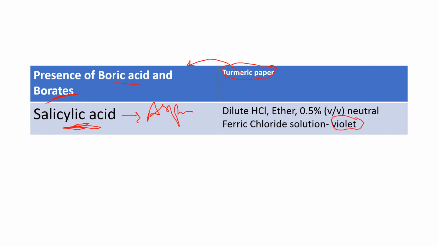Just remember I've given the reagents here also: HCl, ether and neutral ferric chloride solution. These are extra points, but try to note them down. Salicylic acid gives violet color, formalin gives purple color. And there are a few substances which give yellow complexes, such as urea gives yellow. Just try to remember this.